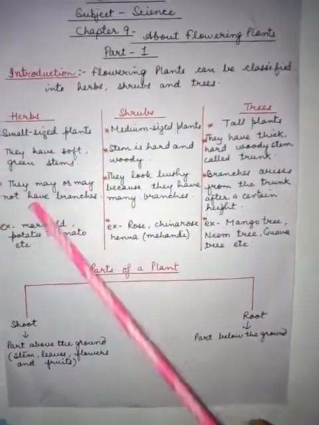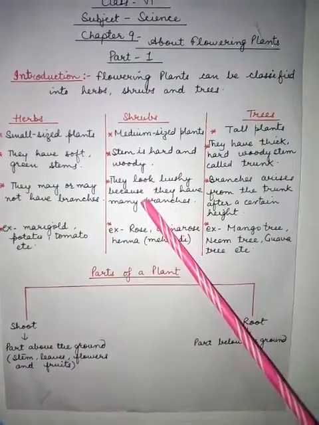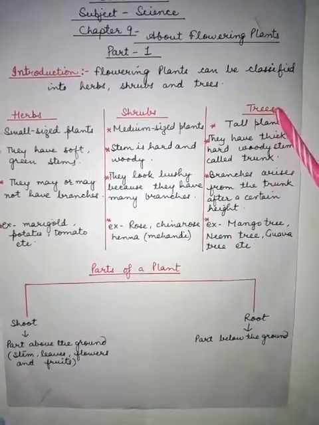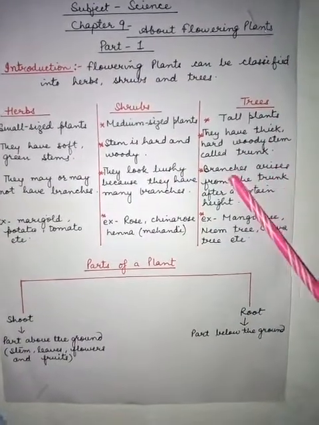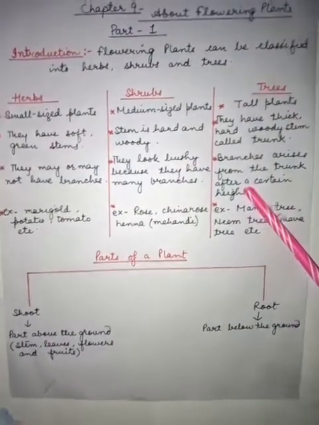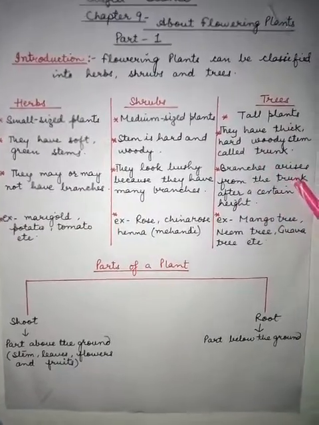Herbs may or may not have branches. Shrubs have many branches, that is why they look bushy. And in trees, branches arise from the trunk after a certain height. It means when they attain a certain height, then the branches start from the trunk.